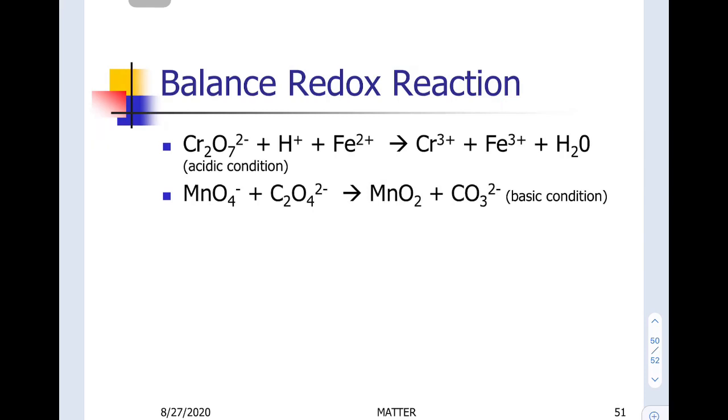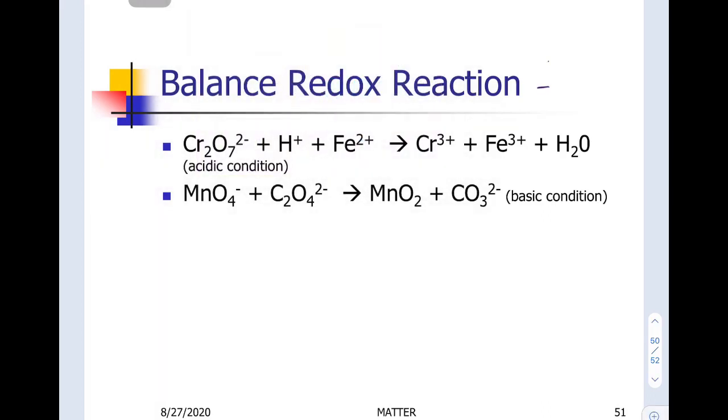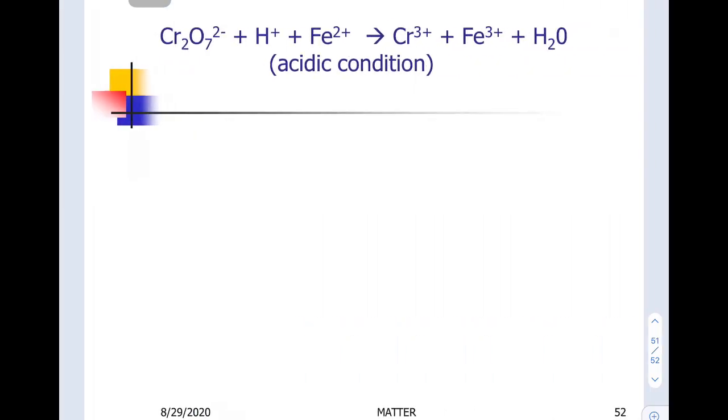Let's move to the balanced redox equation. When we get a redox equation, firstly we have to identify whether the reaction occurs in acidic medium or in basic medium. It is because if the reaction occurs in basic medium, it will require extra steps when we balance the equation. So let's try the first example.